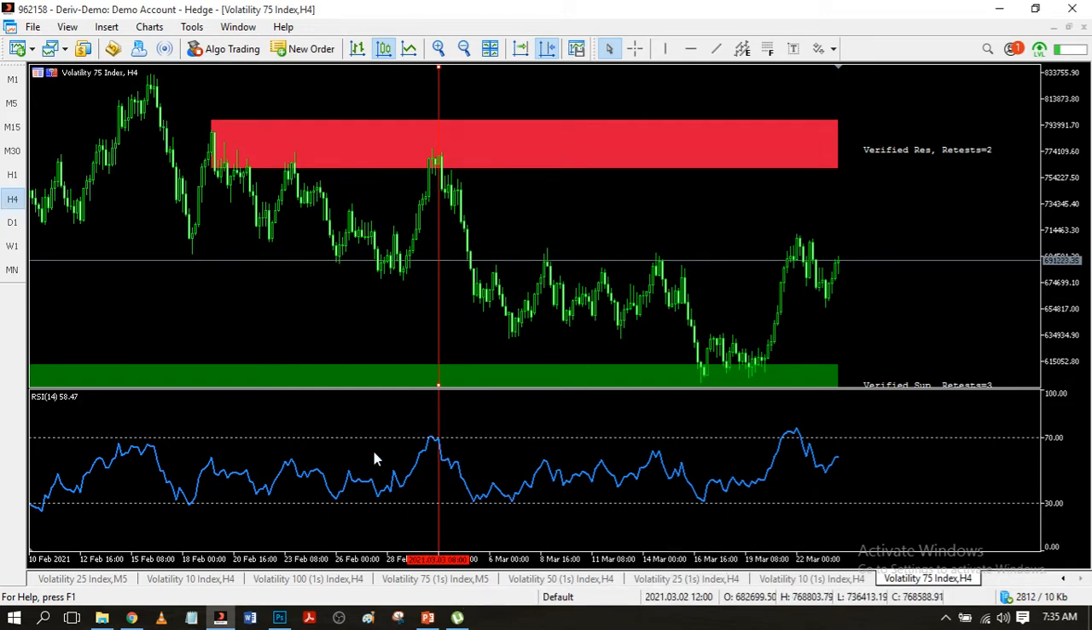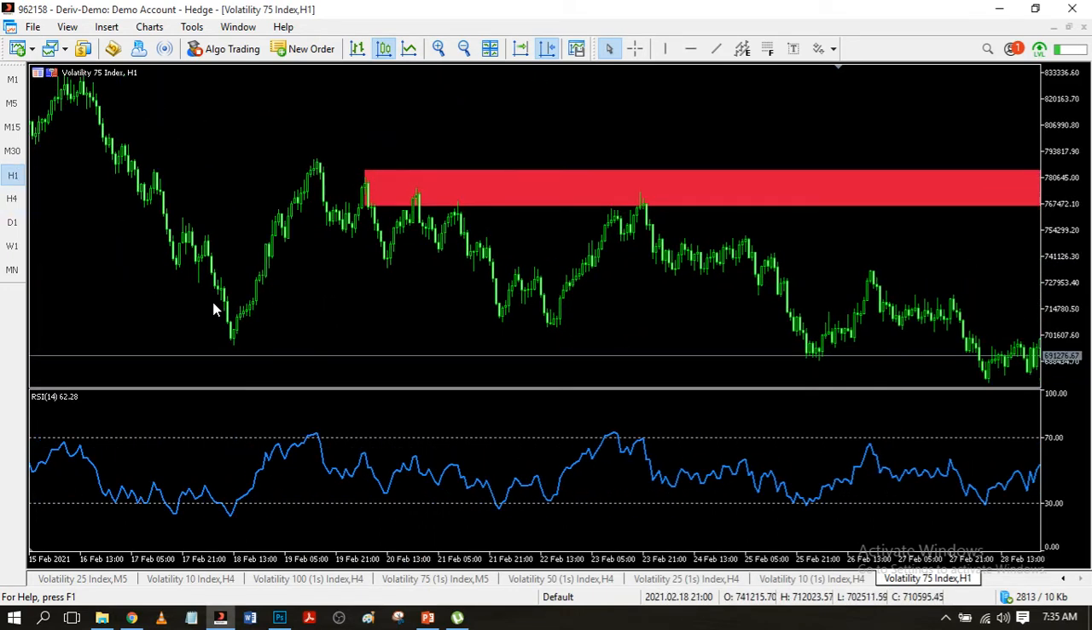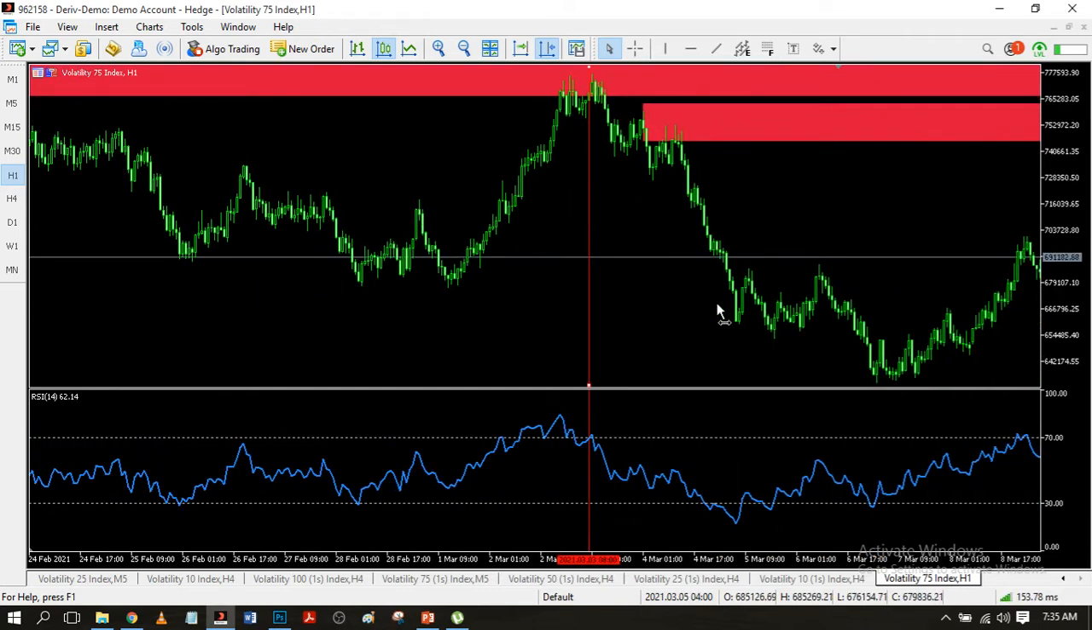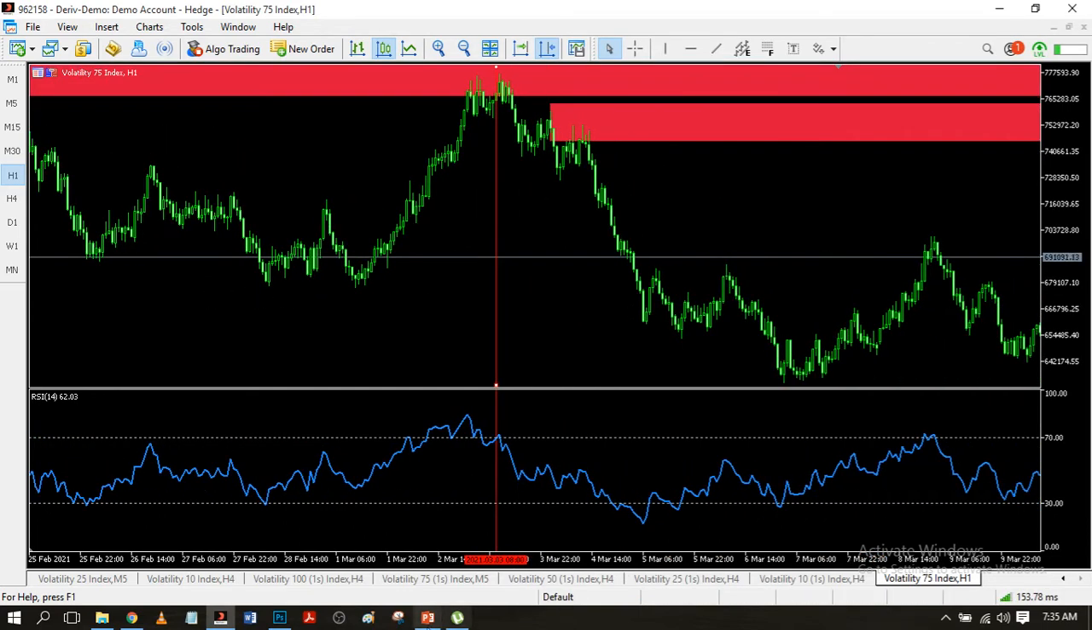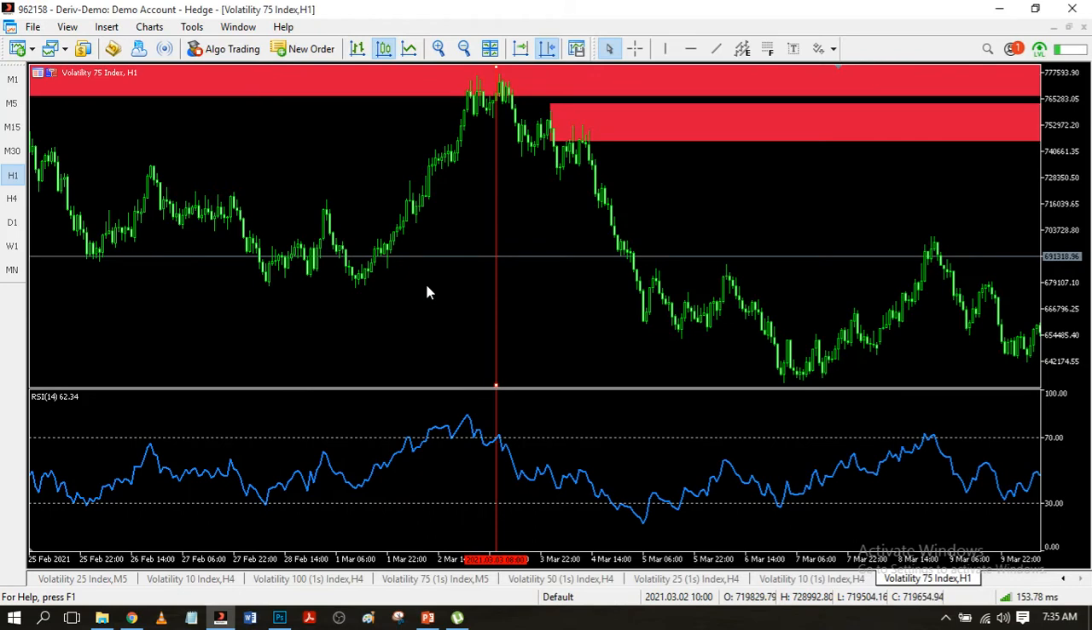So the next thing you want to do is to go to your smaller time frame, take for instance your 1 hour. Once you move to a smaller time frame, the next thing you want to be looking out for is number 4, which is divergence. And you know divergence is a disparity between what your price is doing and what your indicator is doing. Your price could be going up and your indicator could be going down.